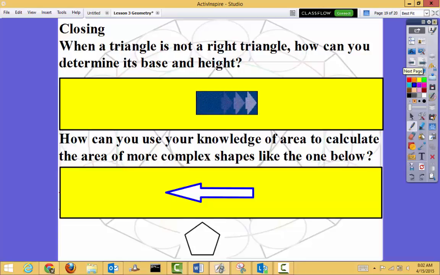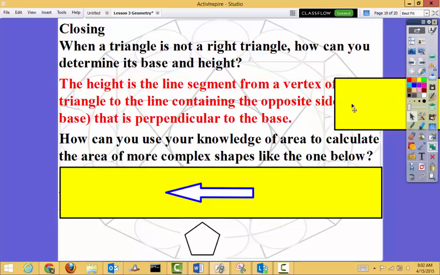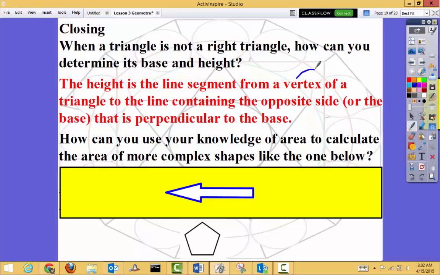Okay, so my closing. What did we learn today? When a triangle is not a right triangle, how can you determine its base and height? Well, the height is a line segment from a vertex. This word means corner, so it's a synonym. My height is the line segment from a vertex of a triangle to the line containing the opposite side that is perpendicular to the base. So all that means is, if I have a triangle that's not a right triangle, I just draw a line from a corner to the opposite side, and it needs to be at a right angle.